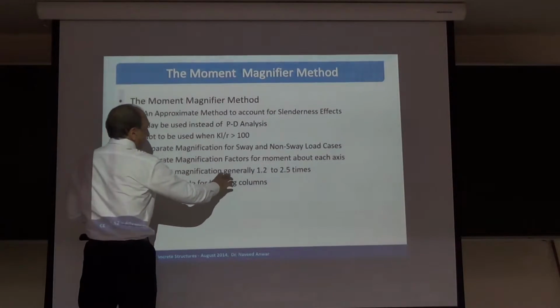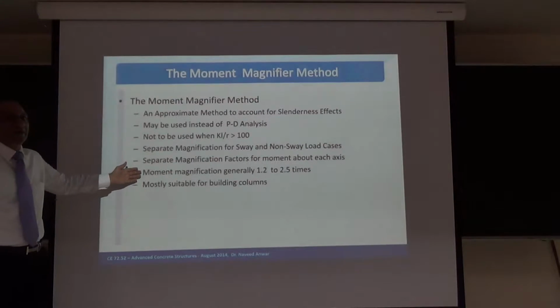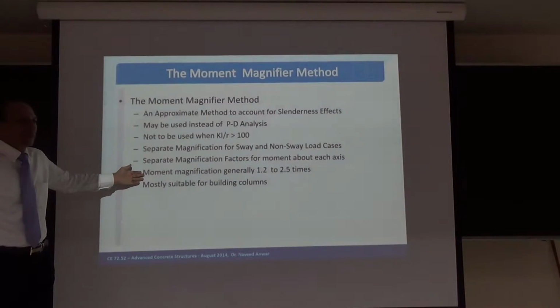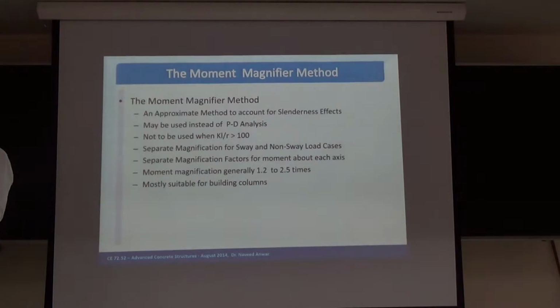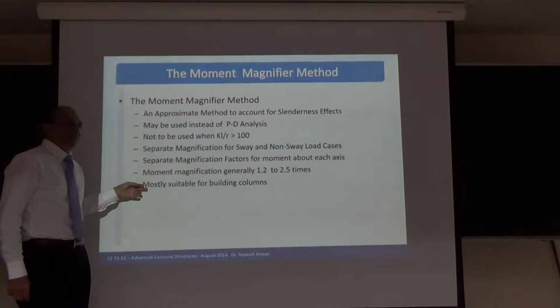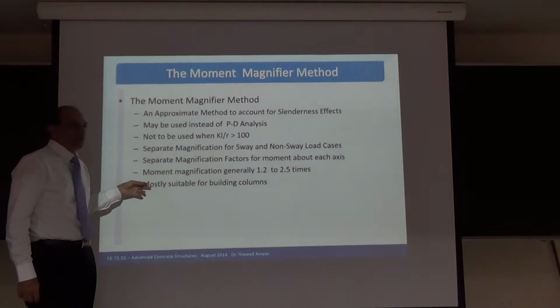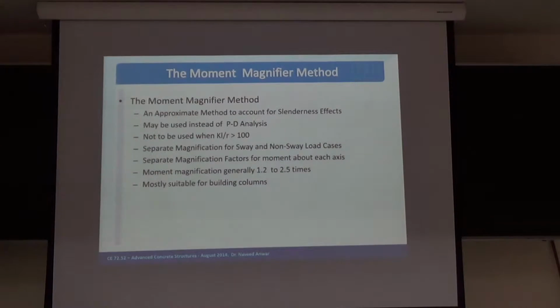Moment magnification generally is between 1.2 and 2.5 times. Of course, it can be more, but it's not good to have a column in that range. If the magnification is more than 2.5, you better change the column or the framing because it's too much. The method is mostly suitable for building columns, not so suitable for bridges and other places where P delta is more important. So this is the moment magnification factor.